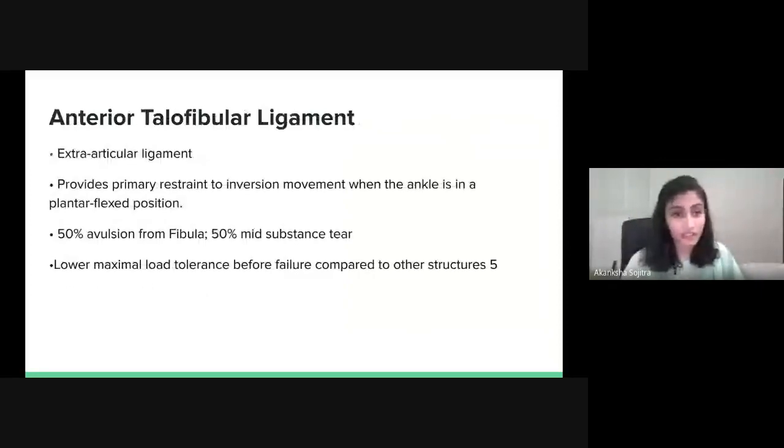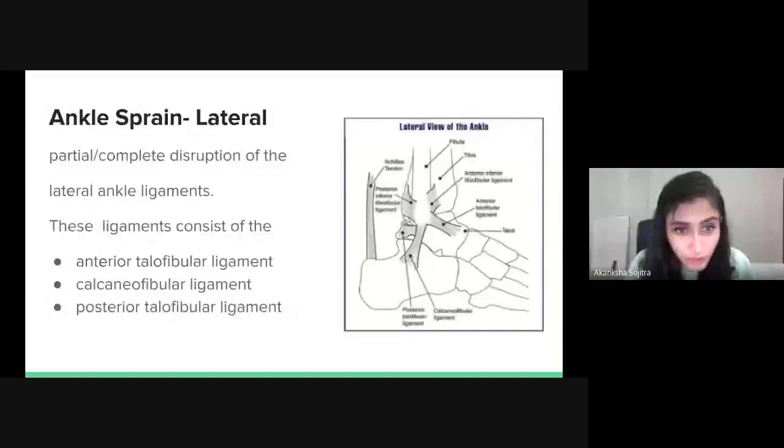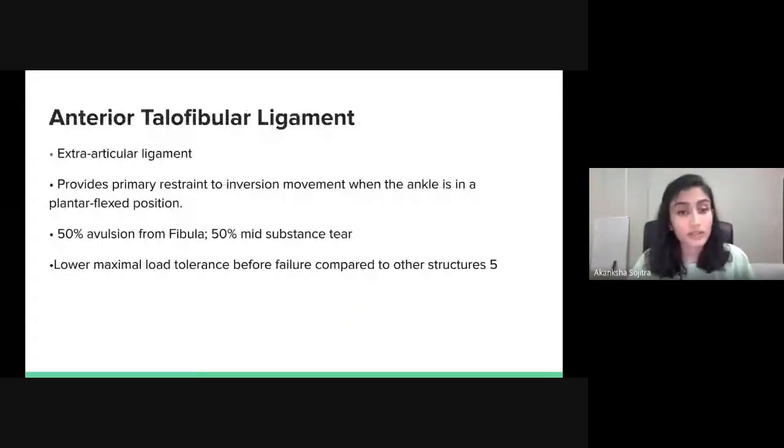Okay, now ATFL. This ligament, as I went over in the picture, is right here, where you see it going from the fibula over to the talus anteriorly. It's an extra-articular ligament, which doesn't come in the joint capsule, and provides primary restraint to inversion movement when the ankle is in a plantar flexed position. There is 50% avulsion from the fibular end, and mid-substance tears are 50%. You will see lower maximal load tolerance before failure compared to other structures.